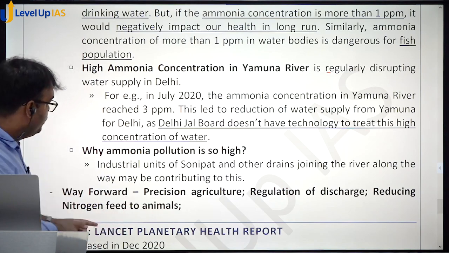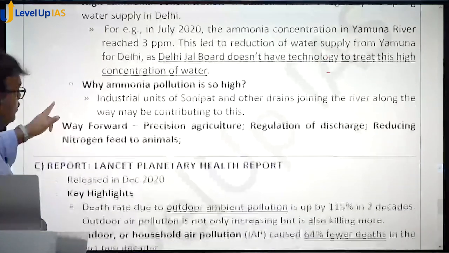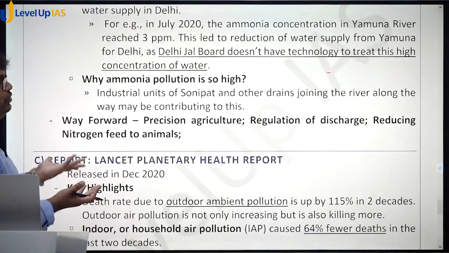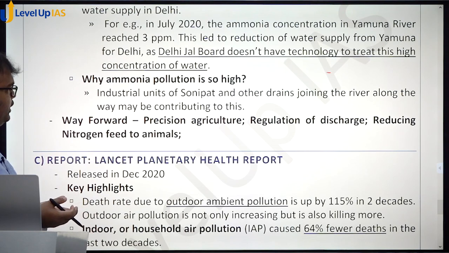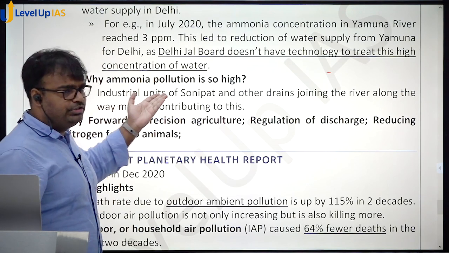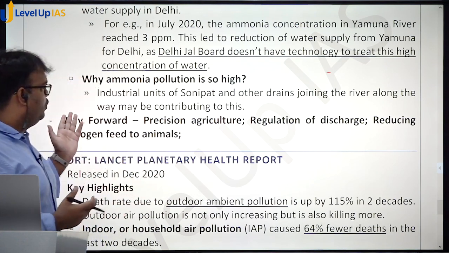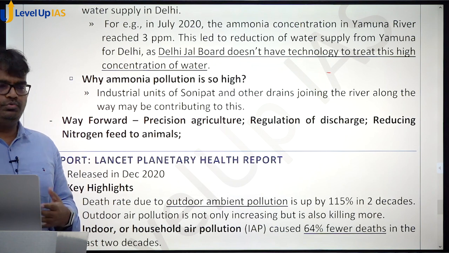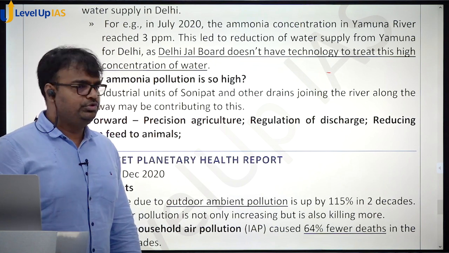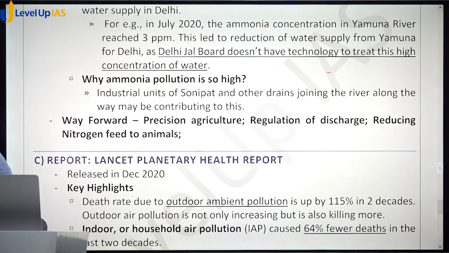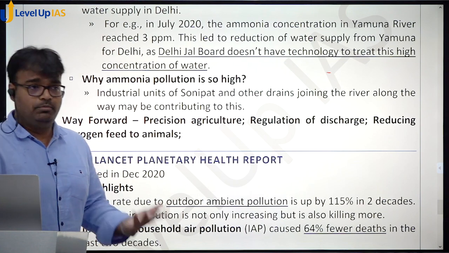Okay, then why is the ammonia pollution so high, or why does it become so high? Sometimes there are industrial units in Sonipat, and then there are other drains which join the river along the way, they may be contributing higher ammonia pollution there. So what should be done in this situation? Like, how do we deal with ammonia pollution?